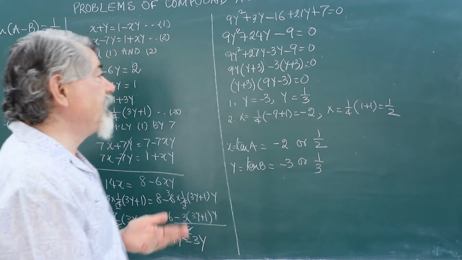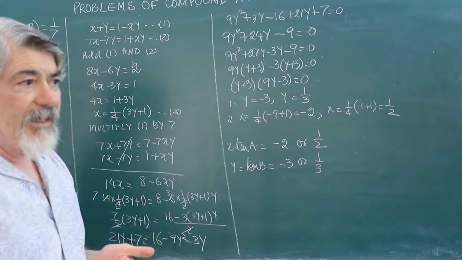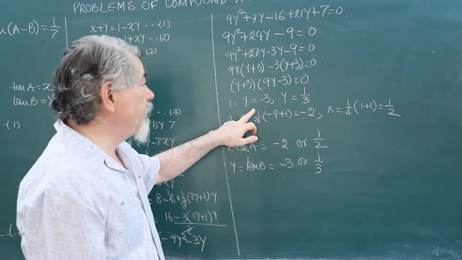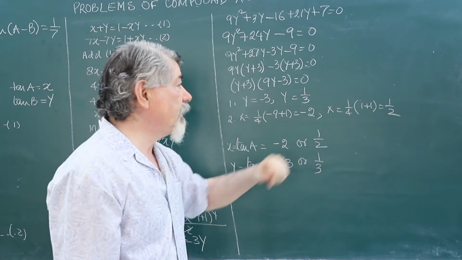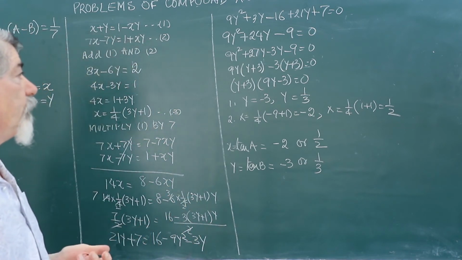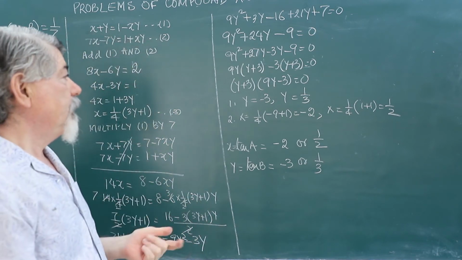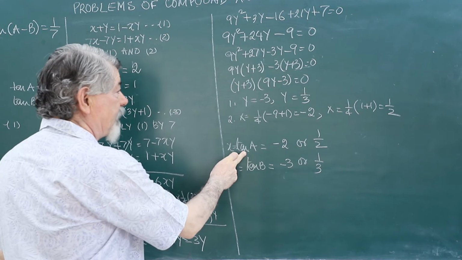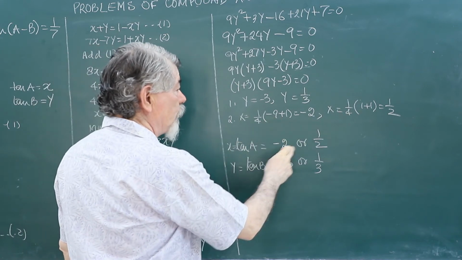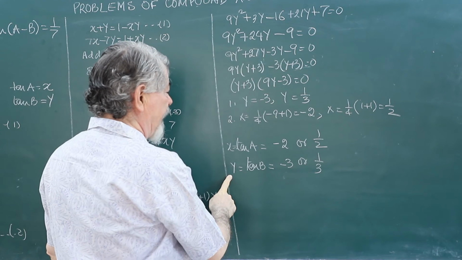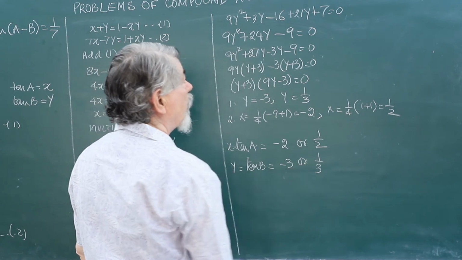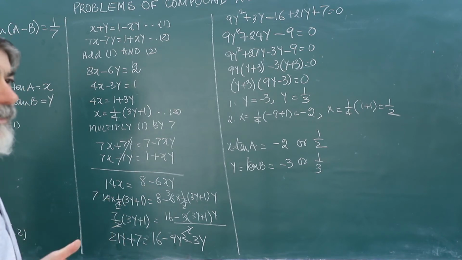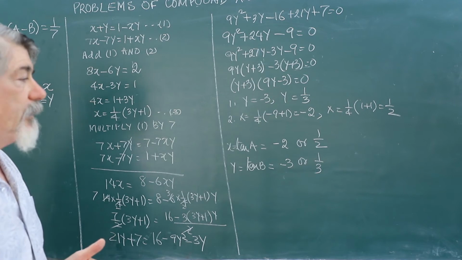tan b can take any values, that you know very well. And x will come out to be minus 2 and 1 upon 2 by substituting the value of y in x. So x was tan a. So tan a is either minus 2 or 1 upon 2, and y is tan b, which is minus 3 or 1 upon 3. Tan can take any value. All the possible values are there in tan.